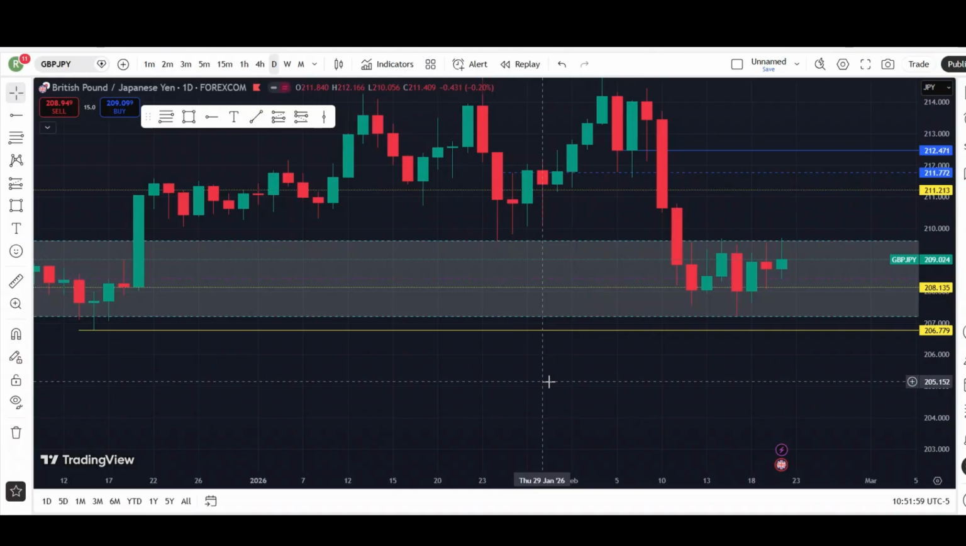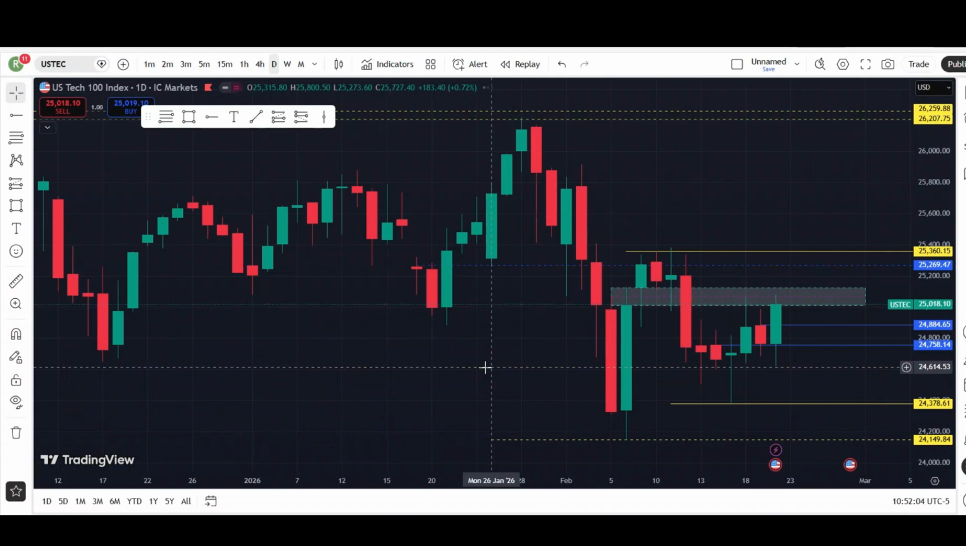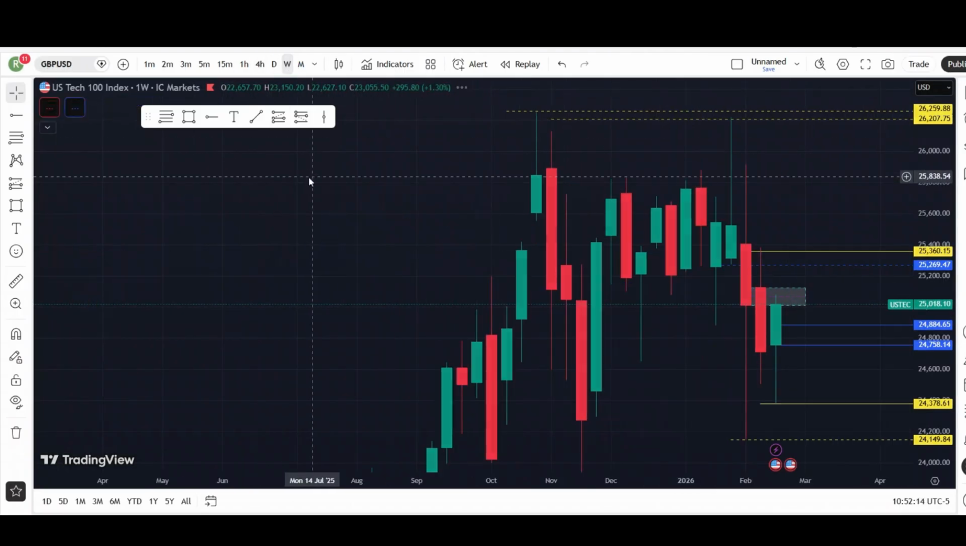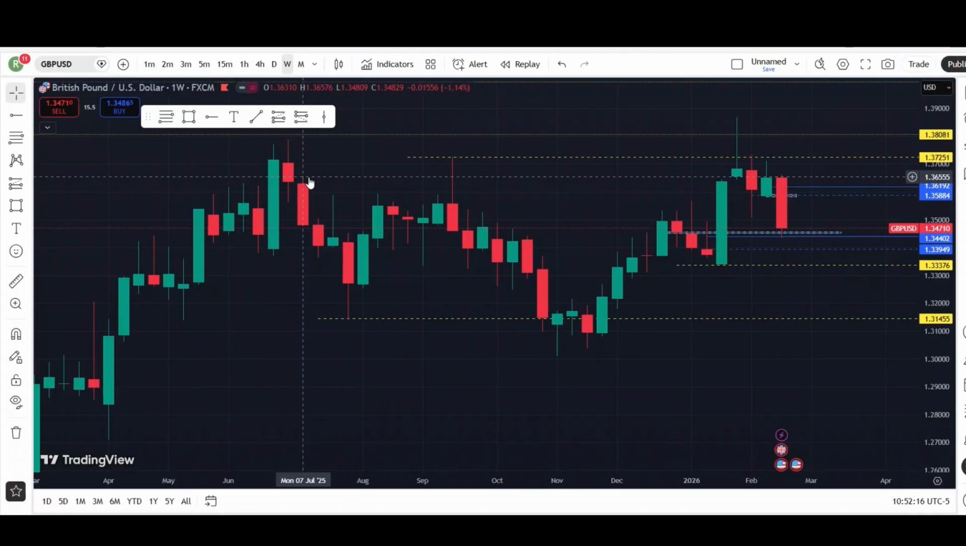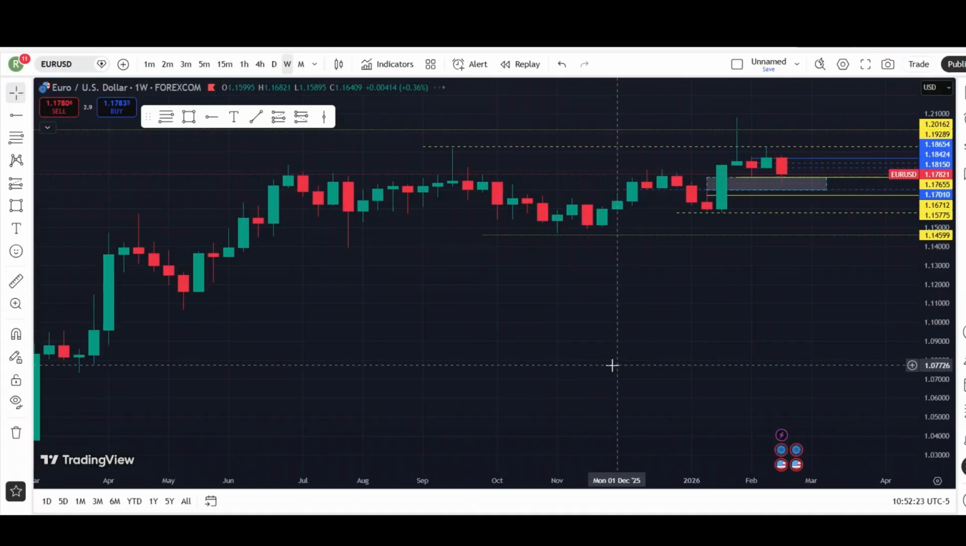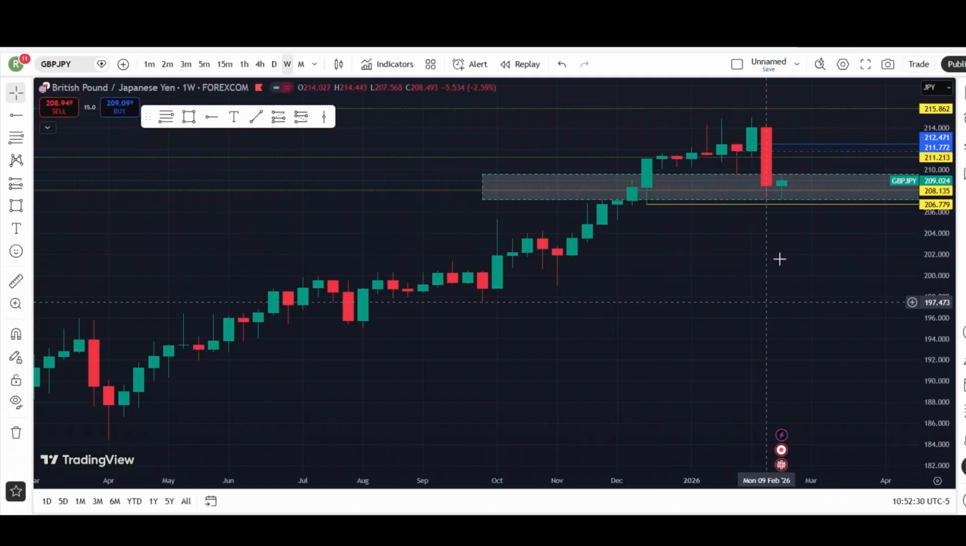We can say that we've looked at these four pairs, starting from the USTEC, which we say is at the equilibrium price on the weekly. Then for British pound USD, which is the draw on liquidity, we are looking for a higher reaction within this range. Then for Euro USD, we can say it is rebalancing from the premium zone. And for the British pound JPY, price is at the monthly fair value gap.